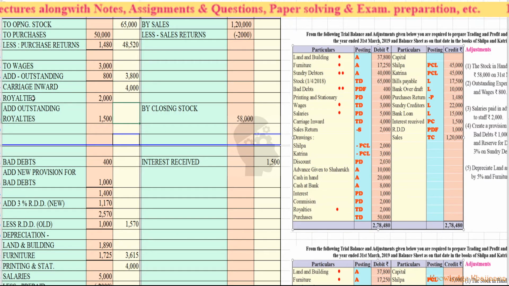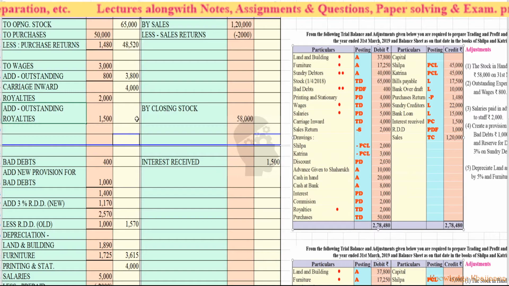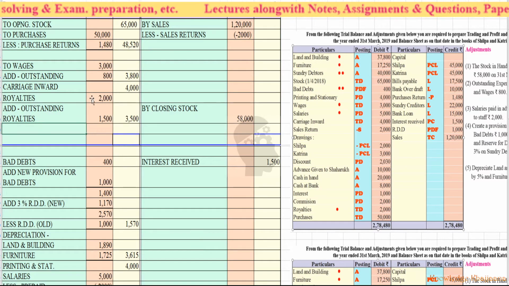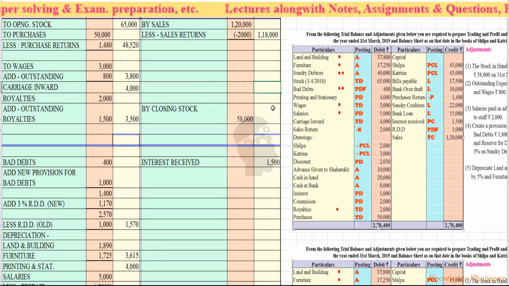Then royalties plus outstanding, right? So 2,000 plus 1,500 is equal to 3,500. So we have recorded all the things: opening stock, purchases, purchase returns, wages plus outstanding, royalties plus outstanding, carriage inward. And on the credit side we have recorded sales, sorry, sales less sales returns. So 1,20,000 minus 2,000 is equal to 1,18,000, right? It's very easy. Now we have to do the calculation.